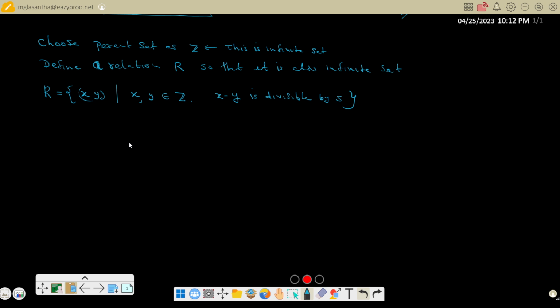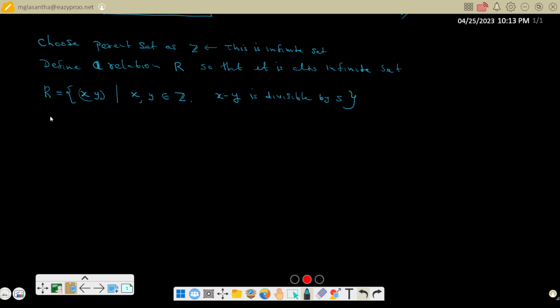You can show this relation is reflexive, symmetric, and transitive. Therefore, this R is an equivalence relation. If it is an equivalence relation, you can separate into equivalence classes. Now let's see the equivalence classes one by one. Maximum, you can take only 5 equivalence classes for this. Let's see how you can do that.